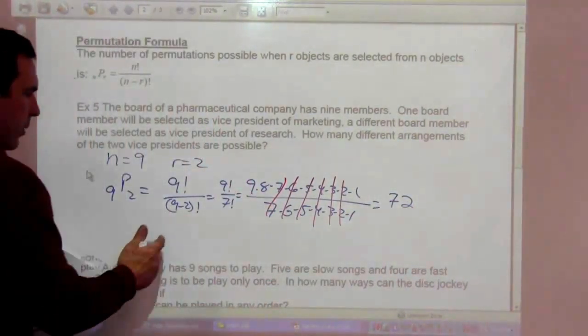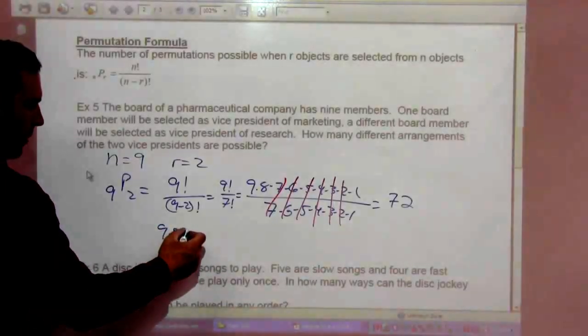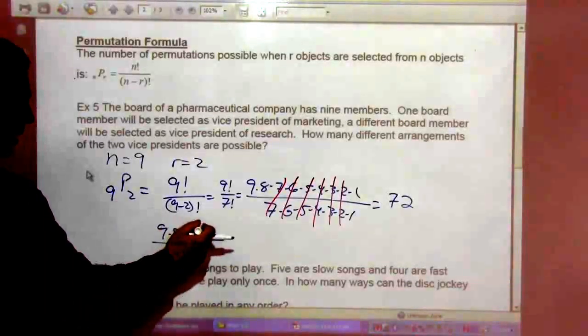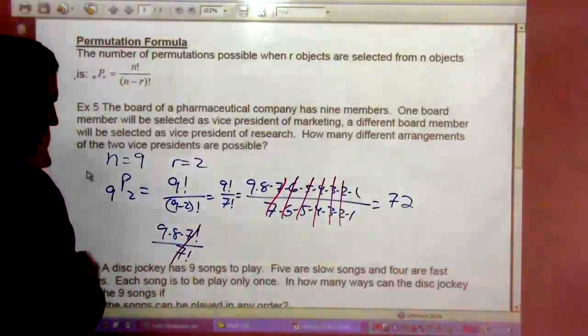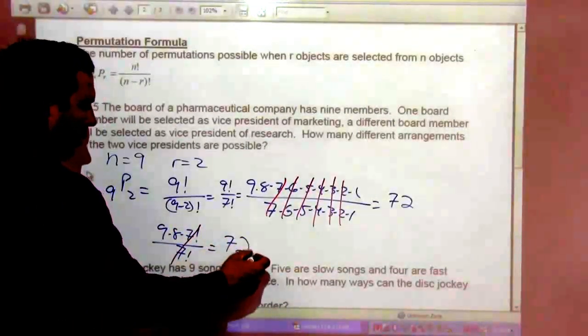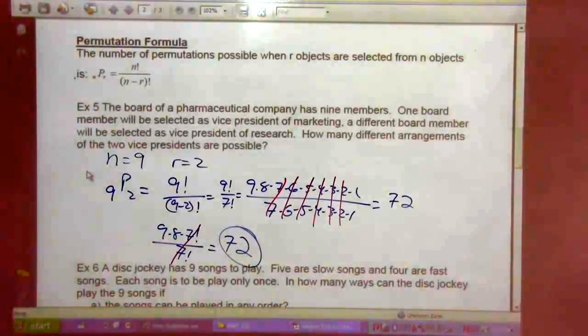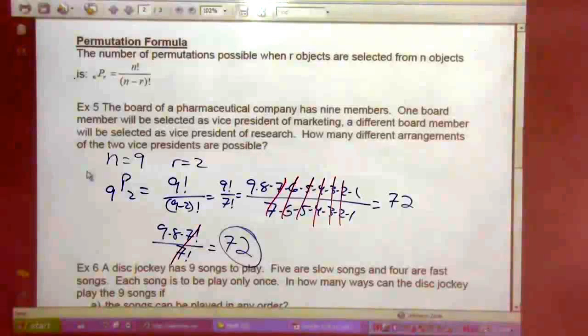Now a shortcut to that, we could have said 9 times 8 times 7 factorial over 7 factorial and just divided that part out and then had our 72 as well. Or you can use your calculator to get these. Okay, again, pause if you like. I'm going to move on.